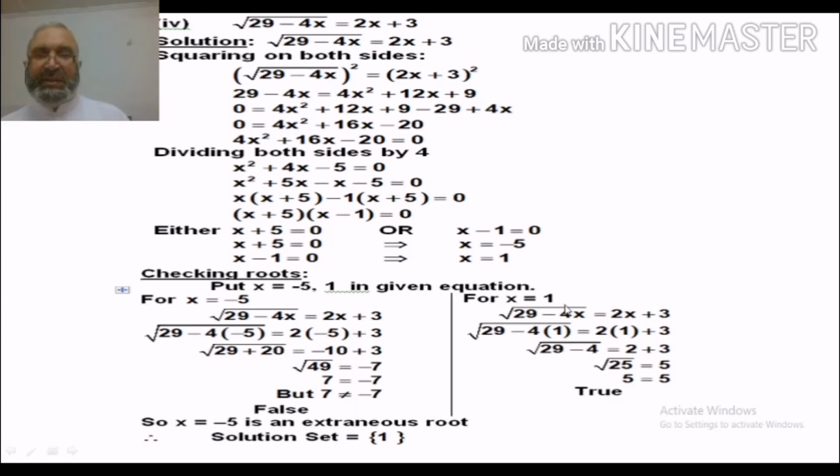Next, for checking x is equal to 1. Put x is equal to 1 in the original equation, √(29 minus 4x) is equal to 2x plus 3. So putting x is equal to 1, we get √(29 minus 4 into 1) is equal to 2 into 1 plus 3. Simplifying this one, √(29 minus 4) is equal to 2 plus 3, or √25 is equal to 2 plus 3, 5, or 5 is equal to 5. True result, therefore x is equal to 1 is the solution set.